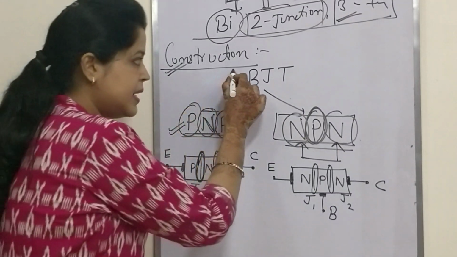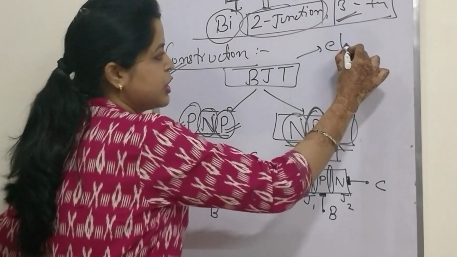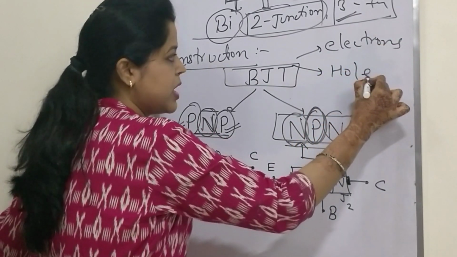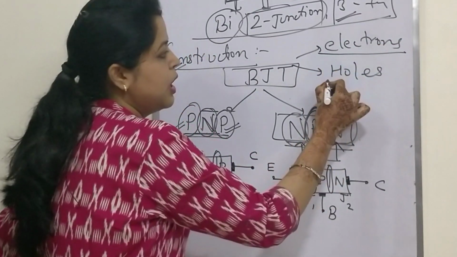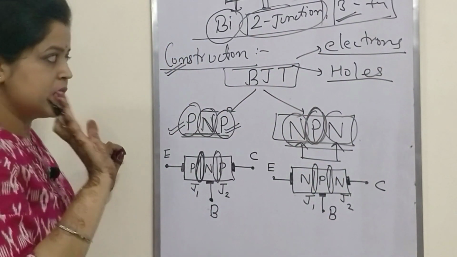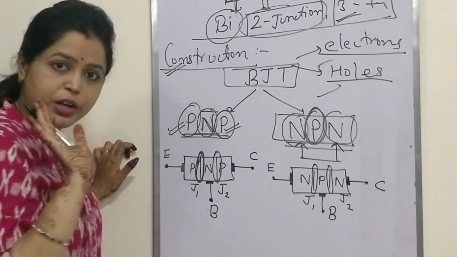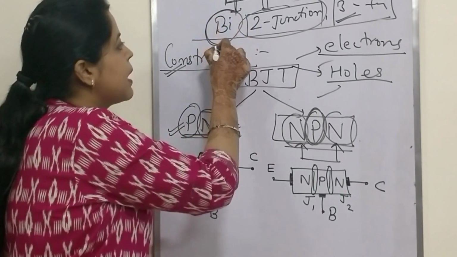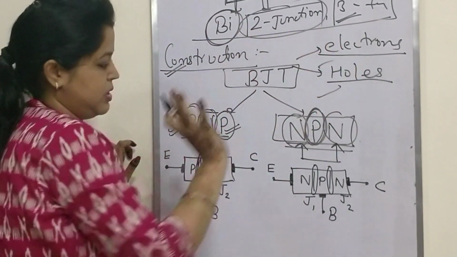Now why bipolar? Because in BJT both electrons and holes, both types of charge carriers, whether it is electron or hole, play an important role for the flow of current. This is the reason that it is called bipolar junction transistor.